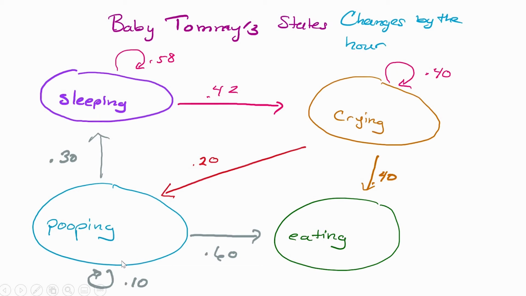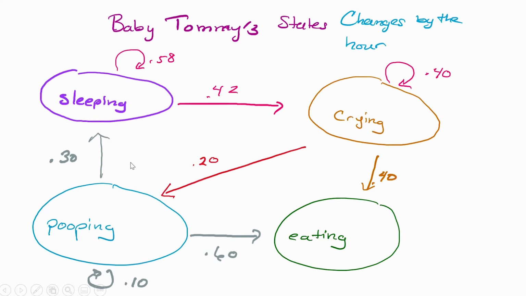Pooping, there's a 10% chance that you change the diaper, it's all clean, and baby poops again. 60% chance now that there's room in the stomach that it eats. And then 30% chance that it goes to sleep, it's happy, you change the diaper. And so now you see that these numbers, 60 plus 30 plus 10, add up to 100%.